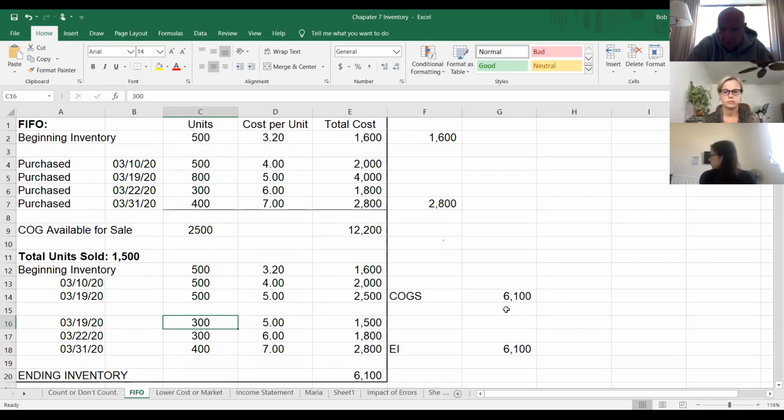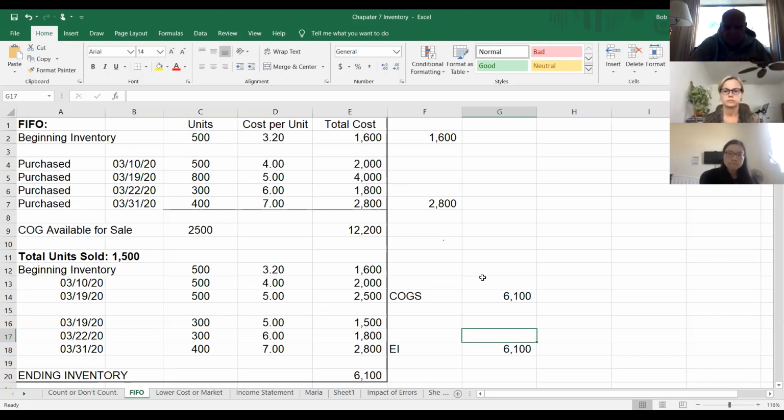You add the two numbers together, they just happen to come out the same. 6,100 times 2, 12,200. Okay? Let me just point out one other thing. The cost of goods available line minus the ending inventory equals the cost of goods sold. Cost of goods available minus the ending inventory equals the cost of goods sold.